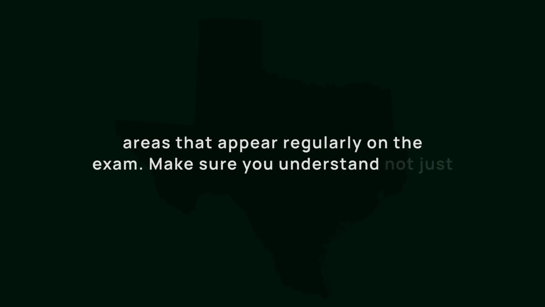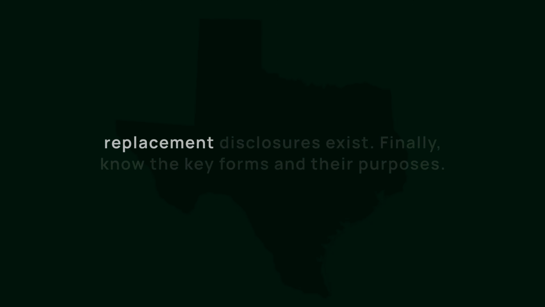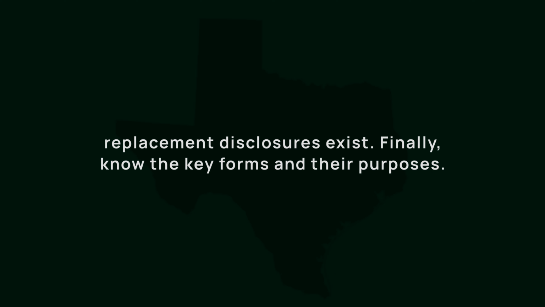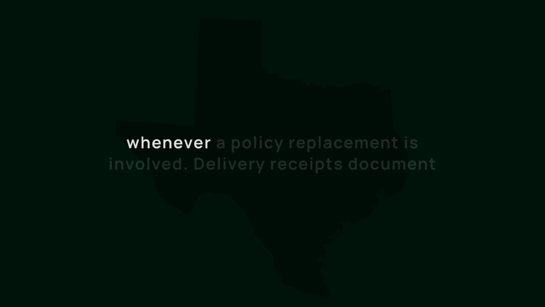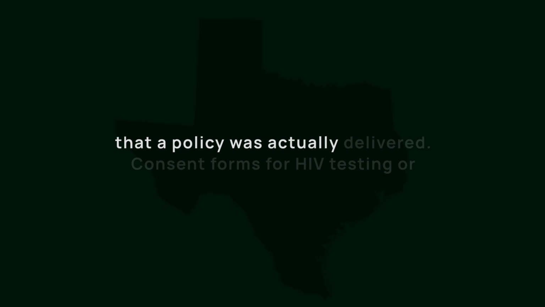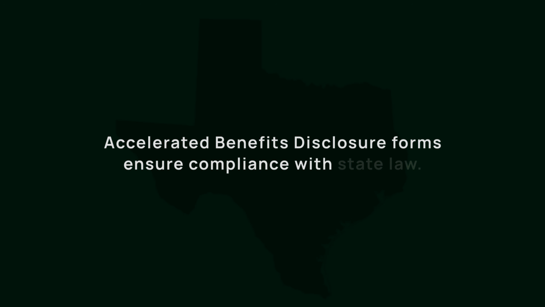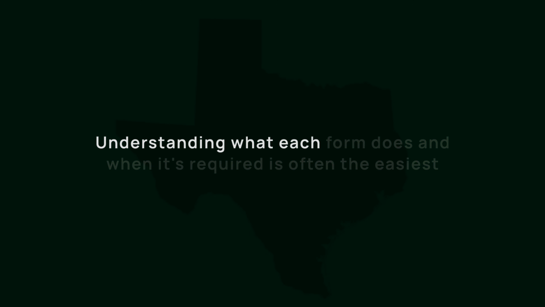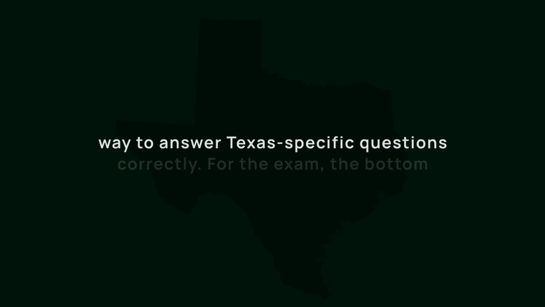Make sure you understand not just the rules, but the reasoning behind them, like why free look periods or replacement disclosures exist. Finally, know the key forms and their purposes. For example, the notice to applicant regarding replacement is required whenever a policy replacement is involved. Delivery receipts document that a policy was actually delivered. Consent forms for HIV testing or accelerated benefits disclosure forms ensure compliance with state law. Understanding what each form does and when it's required is often the easiest way to answer Texas-specific questions correctly.